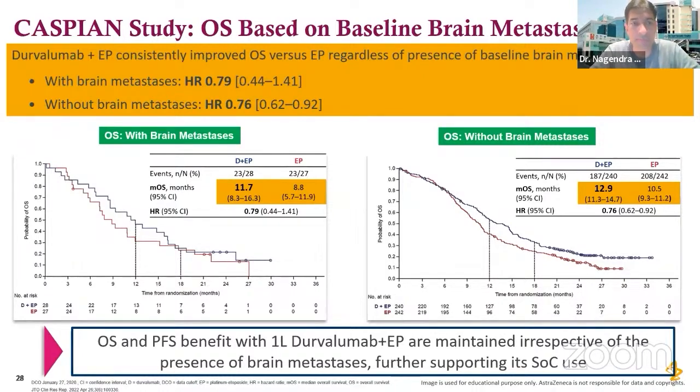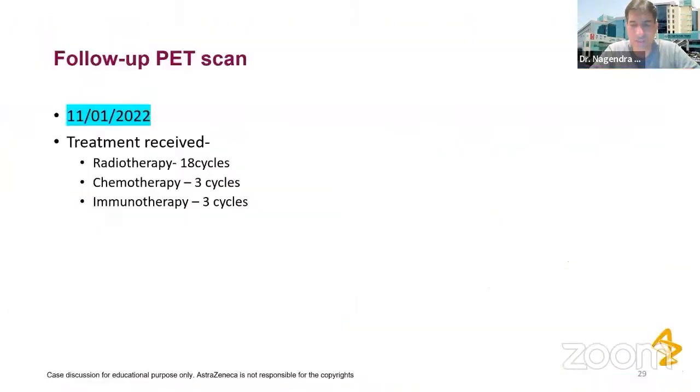The median overall survival with brain mets was 11.7 months, and median overall survival was 12.9 months without brain mets upfront. So OS and PFS benefit with first-line durvalumab plus EP are maintained irrespective of presence of brain mets upfront, further supporting its standard of care use.